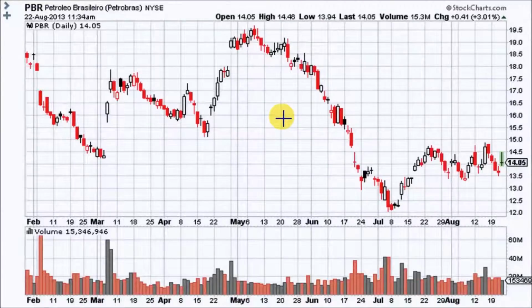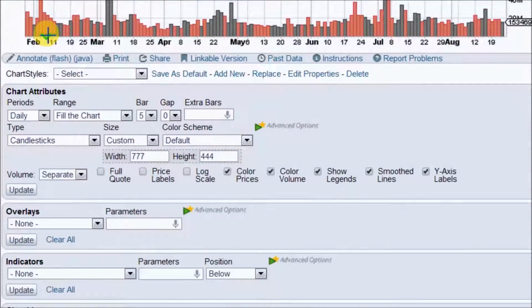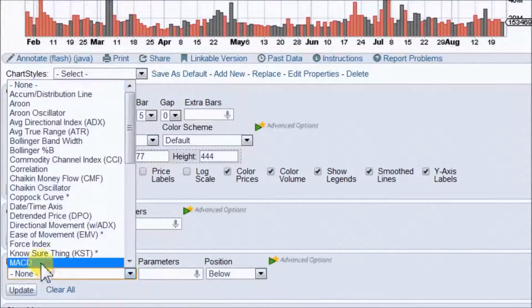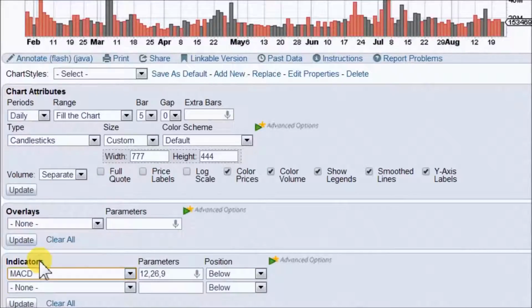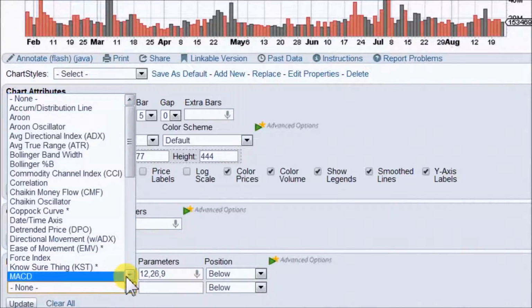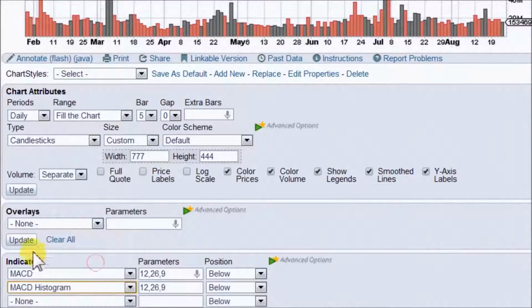Now let's go ahead and load up the MACD histogram on this chart for PBR here at StockCharts.com. If you scroll down into the chart attributes area, the bottom box here, click there in indicators. We're going to load up the MACD and the MACD histogram so that you can get an idea of how they work.